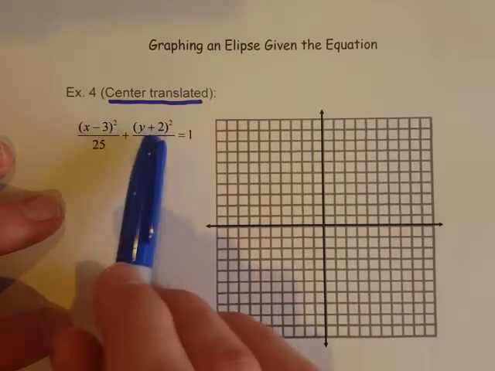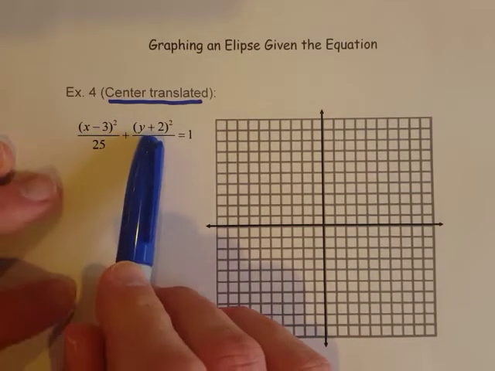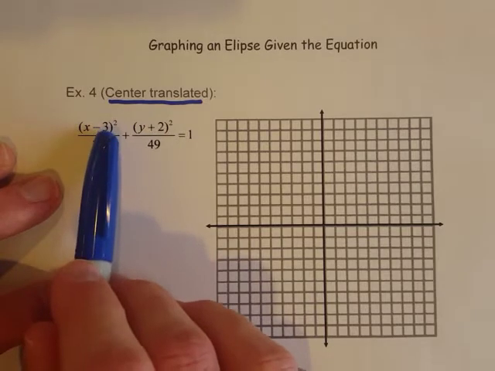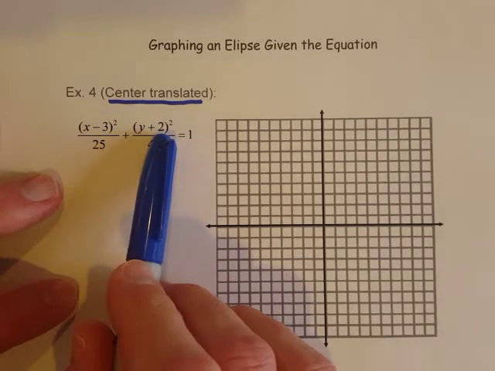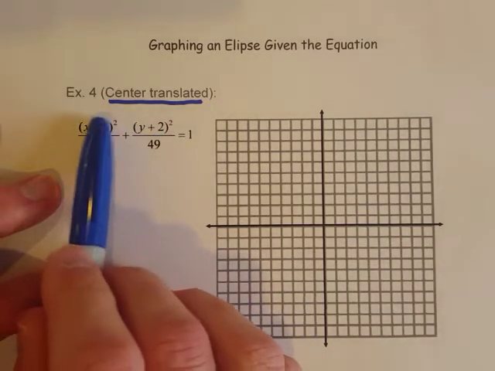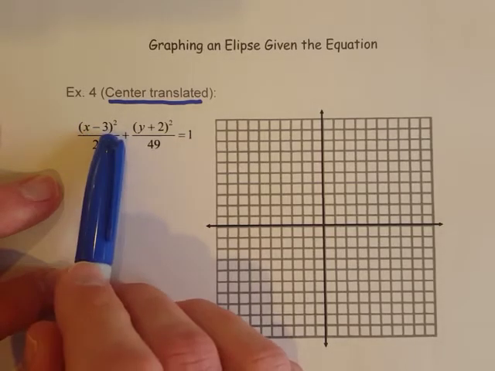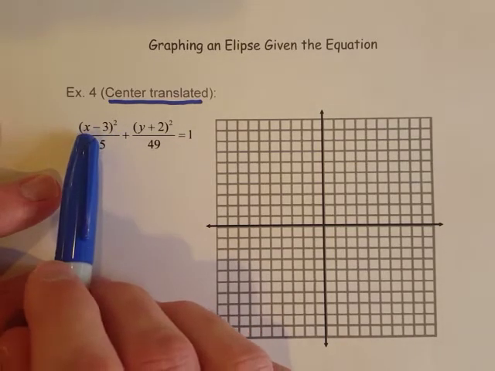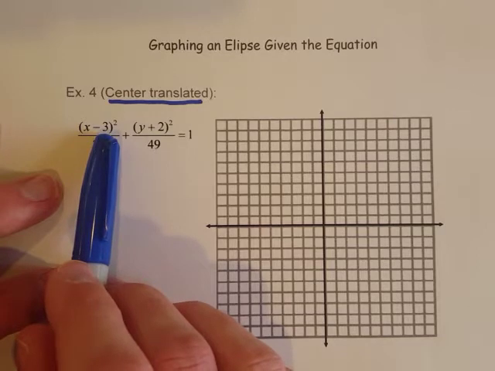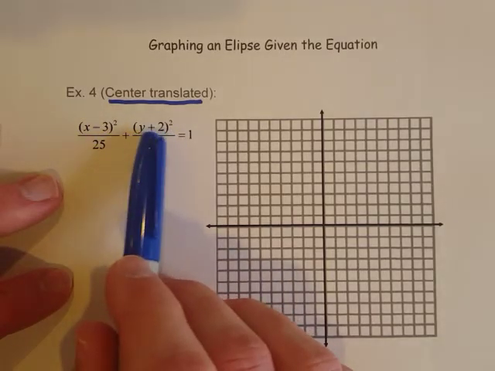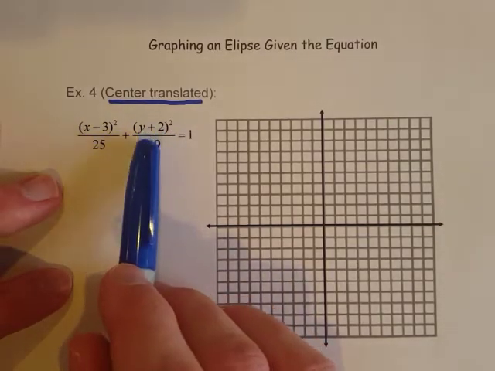Usually it's just x squared. Usually it's just y squared. But if we have something inside the parentheses in each one, what we need to do in order to do the correct shifting is to make that equal to 0. So if I have x minus 3, that means that I'm going to shift the center over 3 to the right, and this one is going to be negative 2 to make that 0, and so that means 2 down.